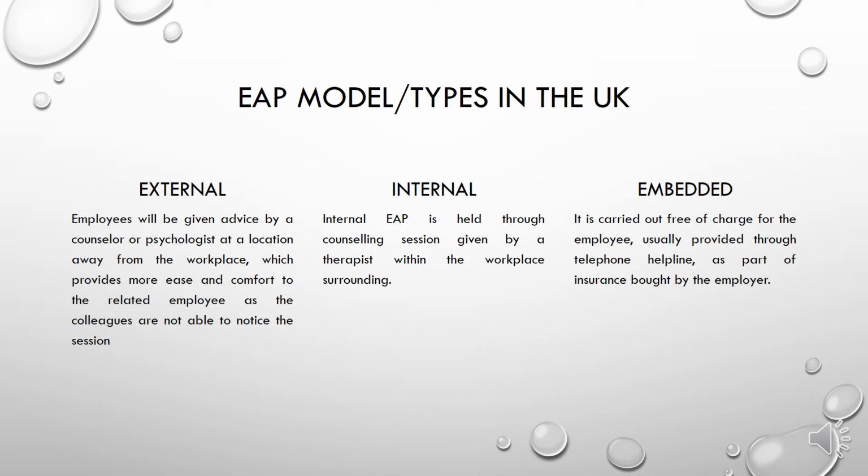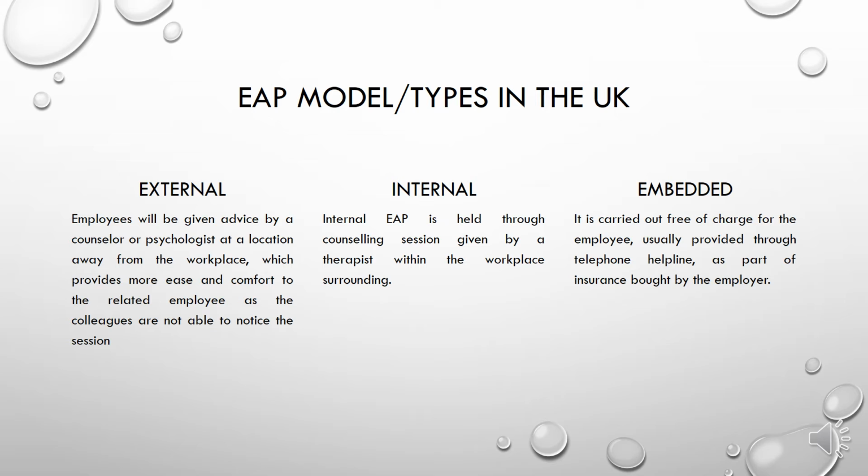So we want to know what the types of EAP in the UK are. It can be divided into three types. First, external. Second, internal EAP. And third, embedded EAP. The external EAP model is a program whereby employees will be given advice by a counselor or psychologist at a location away from the workplace, which provides more ease and comfort to the related employee, as colleagues are not able to notice the session.